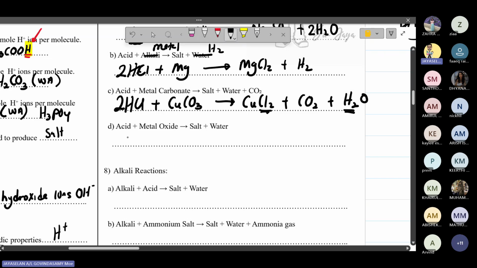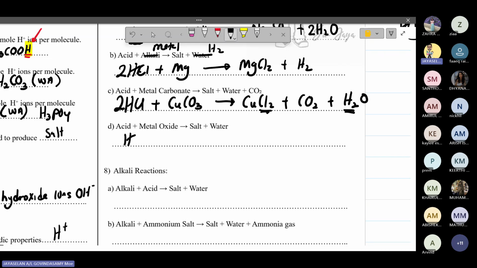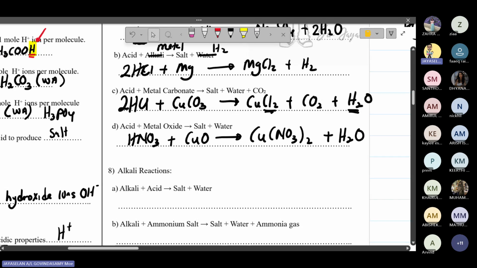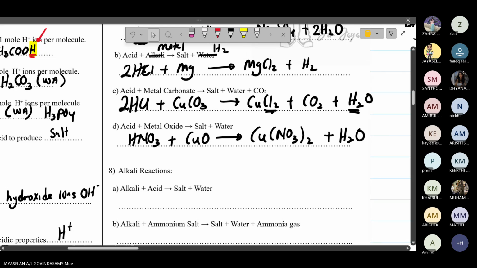Okay, acid plus metal oxide. I take different acid. Nitric acid react with copper 2 oxide. What product you guys will get? Copper 2 nitrate plus water. Okay, how to balance the equation. Don't think too much. Look at this, 2, this one 2 right.